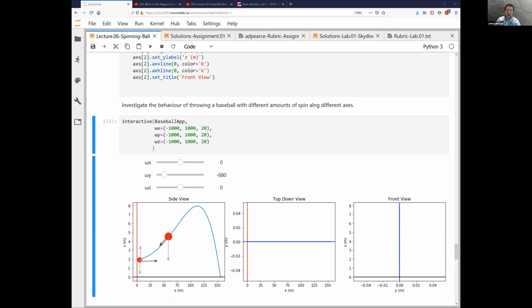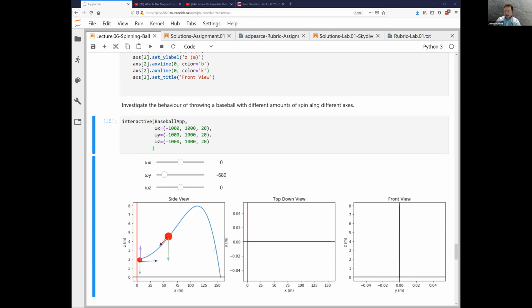Because there is a force acting in the upward direction, and when it's really spinning, the Magnus force is stronger than the acceleration due to gravity, that will start to accelerate it upwards. And so instead of curving down, it'll actually curve up.